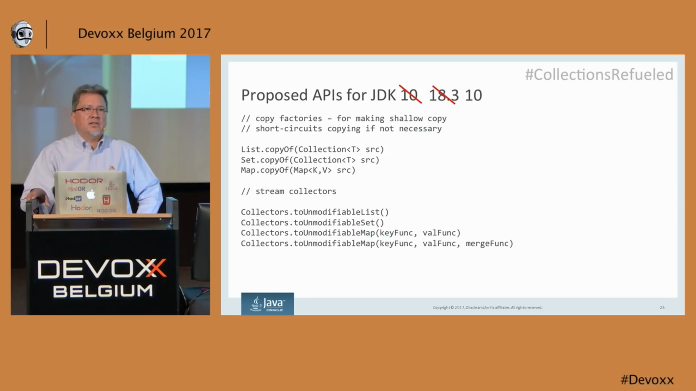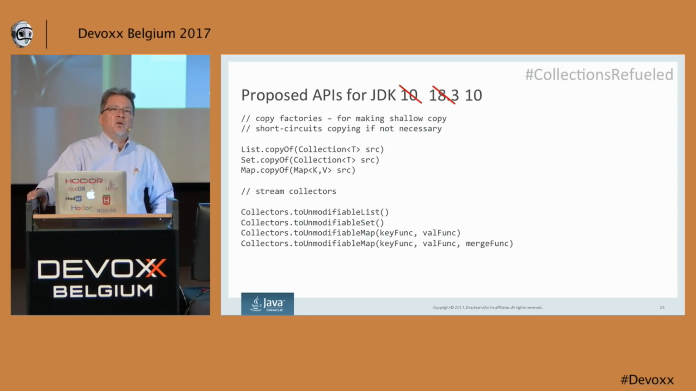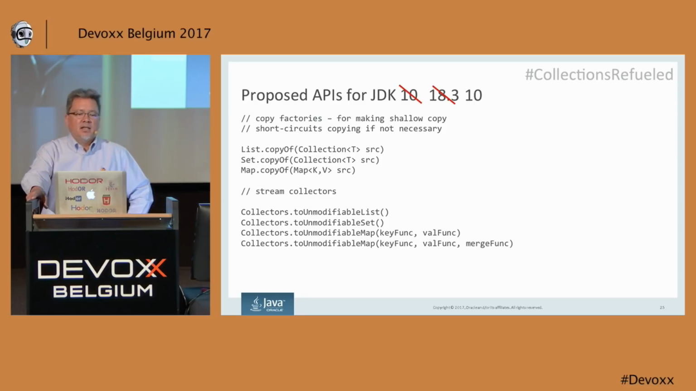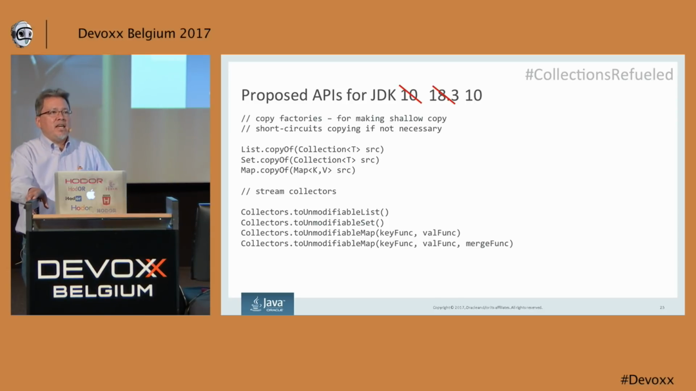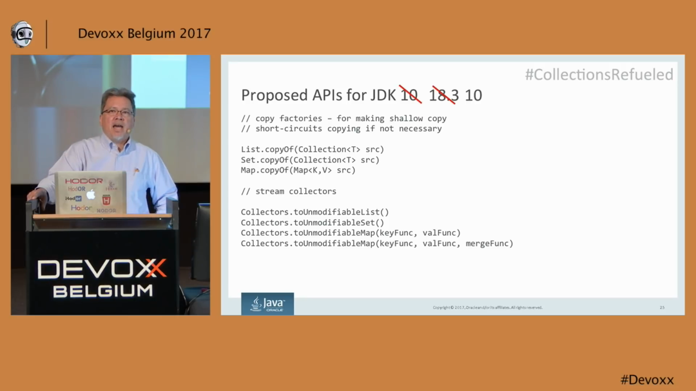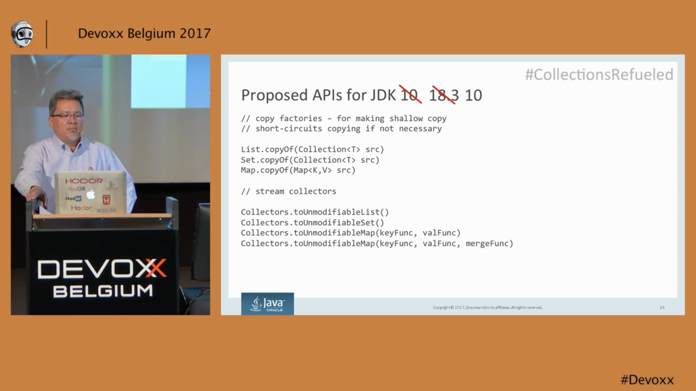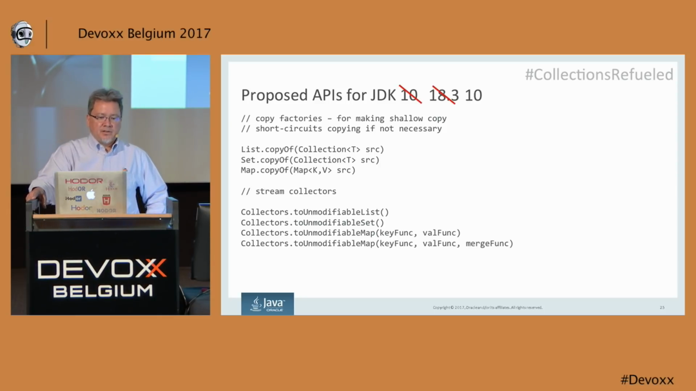And so what we're doing is proposing to add copy factory methods. So List, Set, and Map dot copyOf. And what those do is those take: List and Set take a collection, and Map takes a map. And conceptually, what they do is they make a copy of whatever was passed in and use that to initialize a new instance of one of these collection implementations.